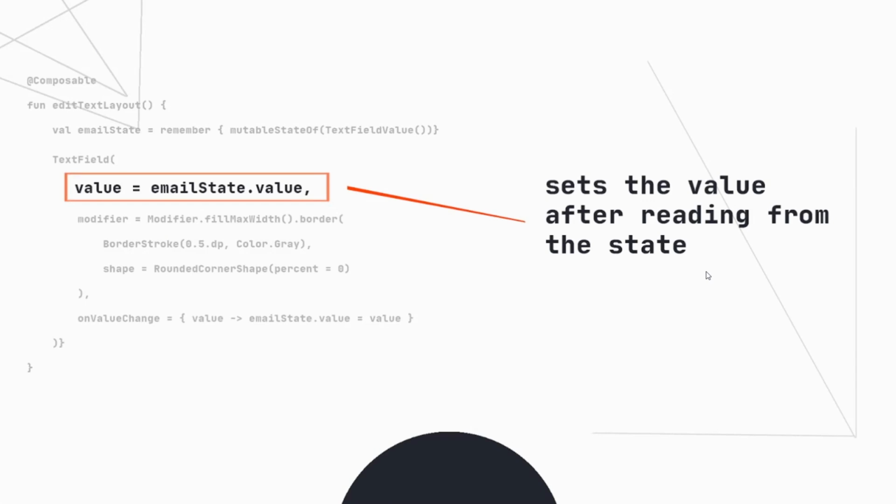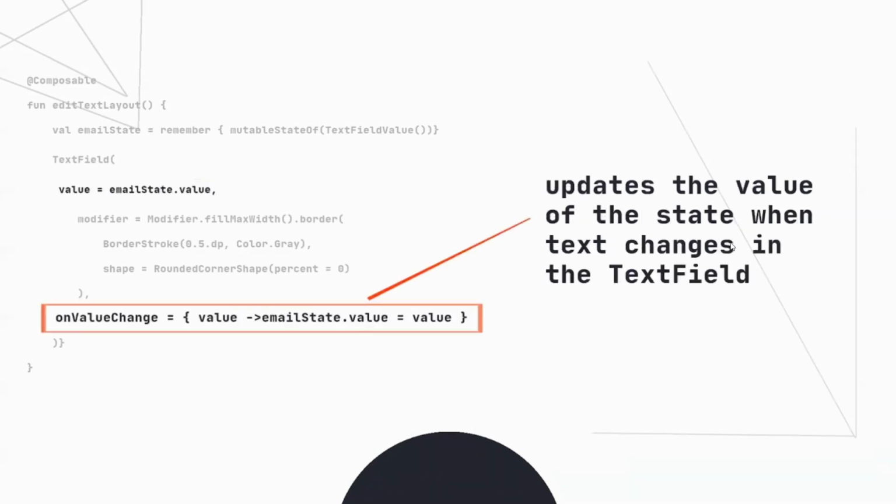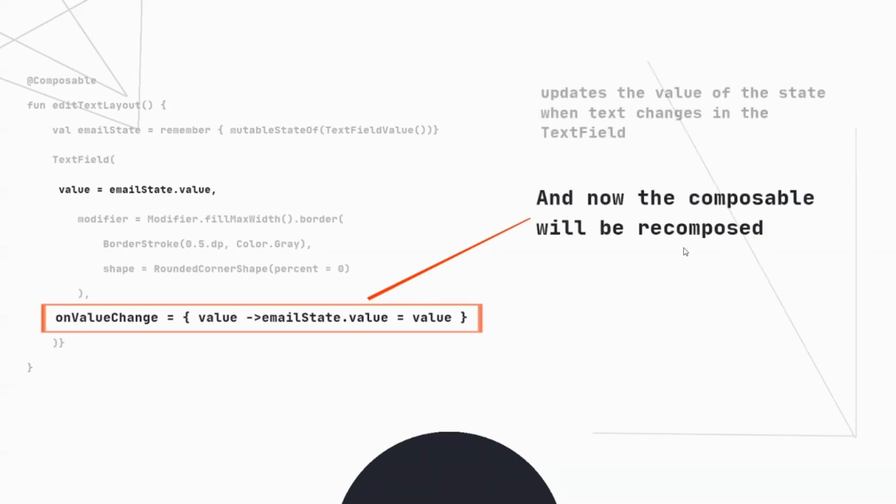Now here, we have set the value of state after reading from the state, and this is how we are updating the value of a state whenever there is any change happening in the text field. So we are updating like this, and every widget which is consuming the state value here, that is our text field, will be getting recomposed to show the latest updated value. So this is all about how we can persist or update the latest value in the UI widgets.